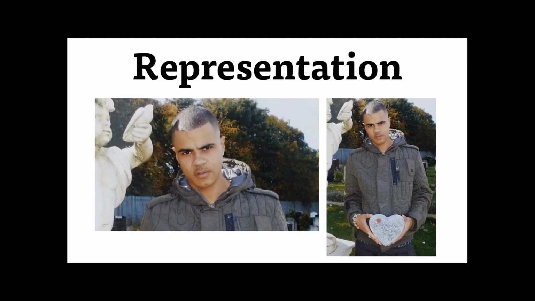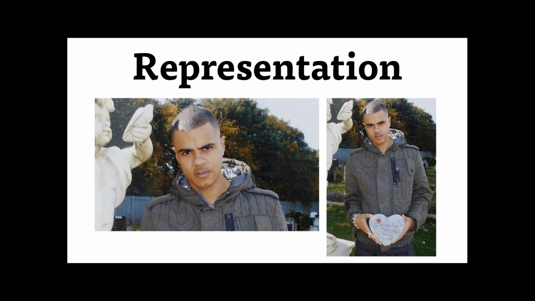This is Mark Duggan. Mark Duggan was shot and killed by the police in August 2011. The media portrayed Mark Duggan as a villain. The image on the left is a cropped image of Mark Duggan. The cropped image is what newspapers used to present him as the villain, as his facial expression and hoodie suggests.